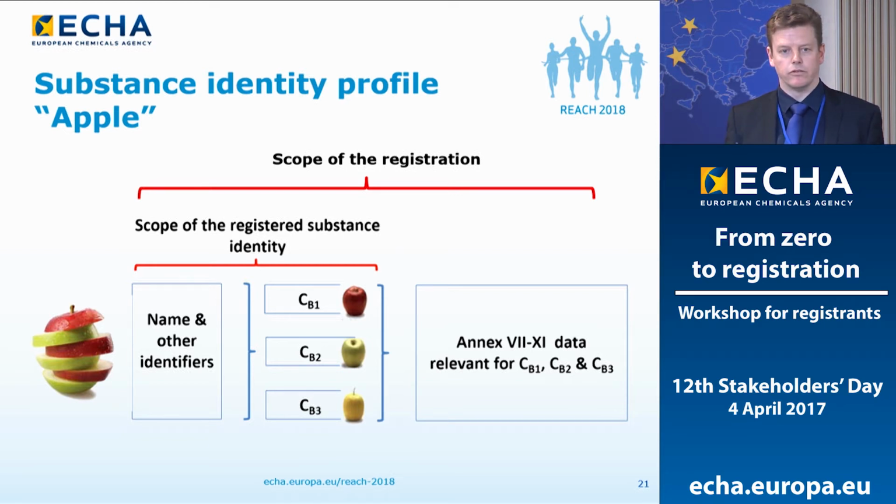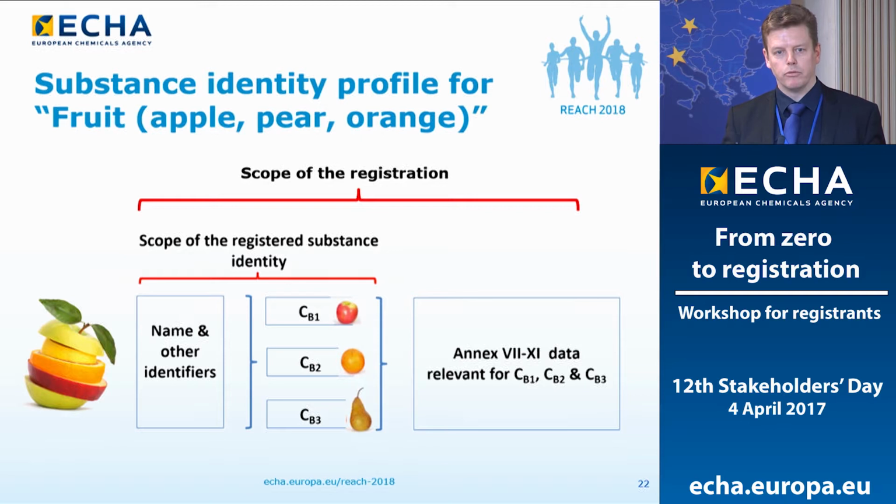Similarly for fruit, if you look at a more broader scope, so you have fruit, the registration is for fruit, but you have different types of fruit. And the same applies, the substance identity profile would cover the apple, the orange, and the pear, because the hazard data can fit to all three of those in the registration.